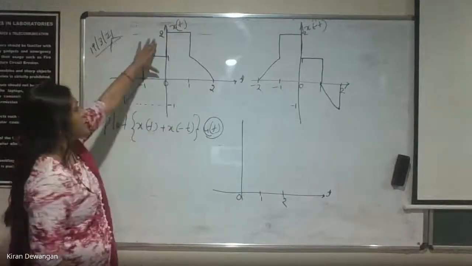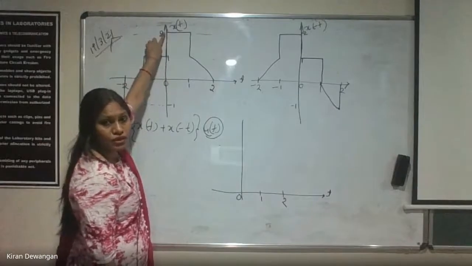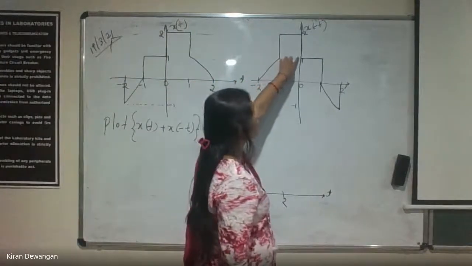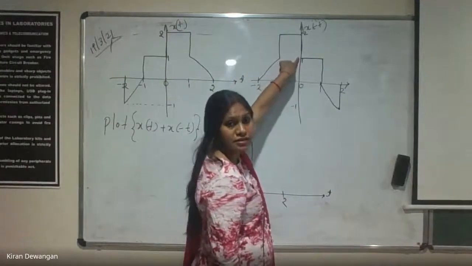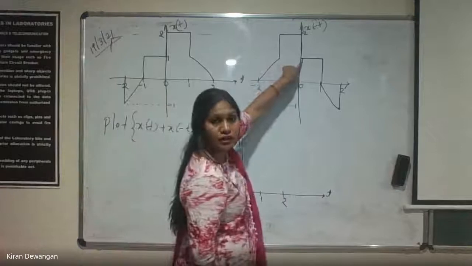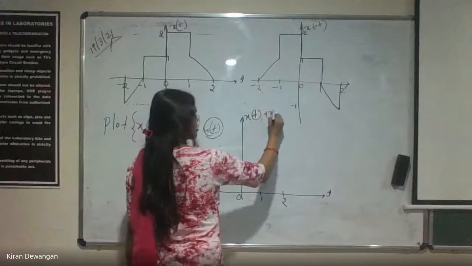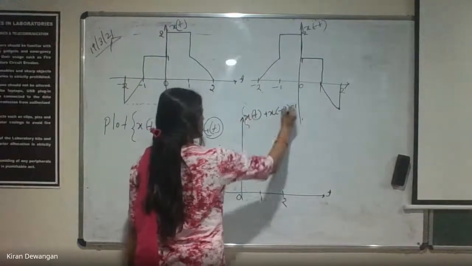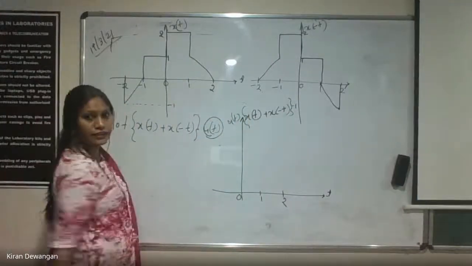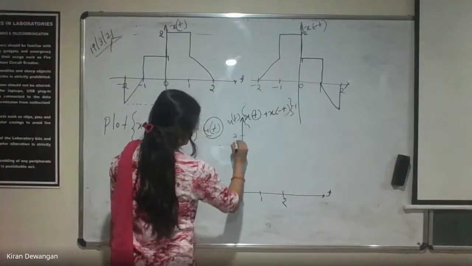If we start with this, x(t) has the value 2 at 0. 0 पे कितना है? The value is 2. And this one has the value 1 at 0. 0 पे 1 है, right? So 2 plus 1 will start with this. This is x(t) plus x of minus t into u(t). u(t) भी multiply हो रहा है, because we are not plotting for the negative t side. So it will be starting with 3.